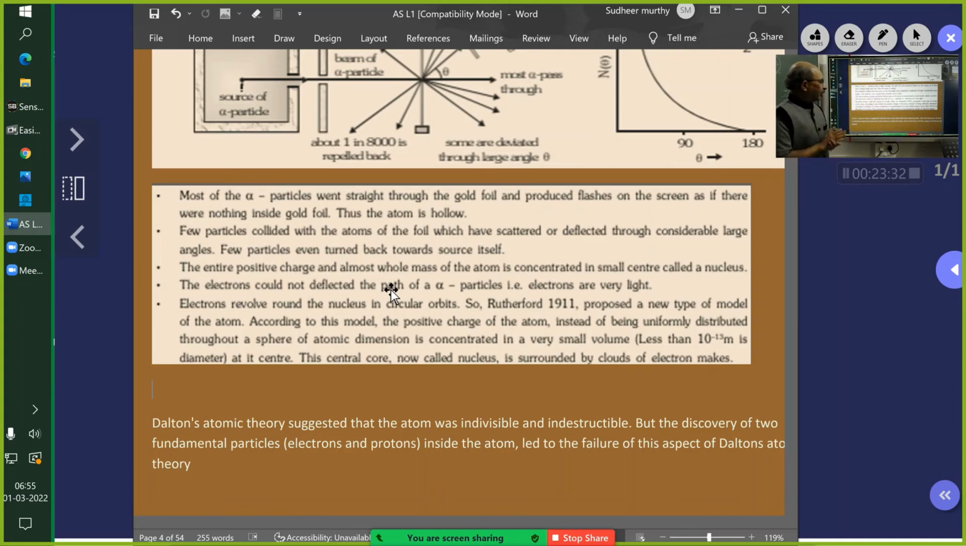So from the experiment observations, they were able to come to this conclusion: that there must be a nucleus and there must be hollow space, and in this hollow space there are electrons. And these electrons are so tiny that the alpha particle is huge compared to the electron.